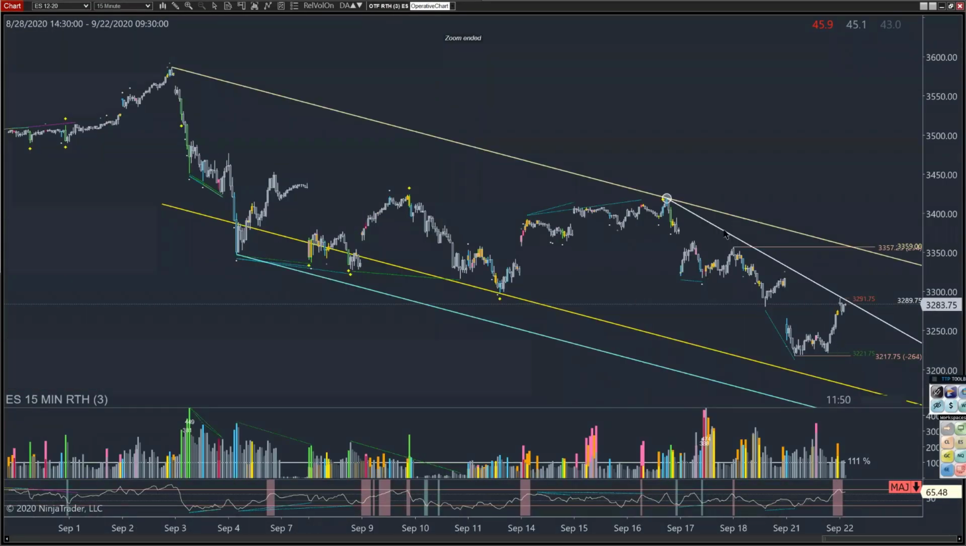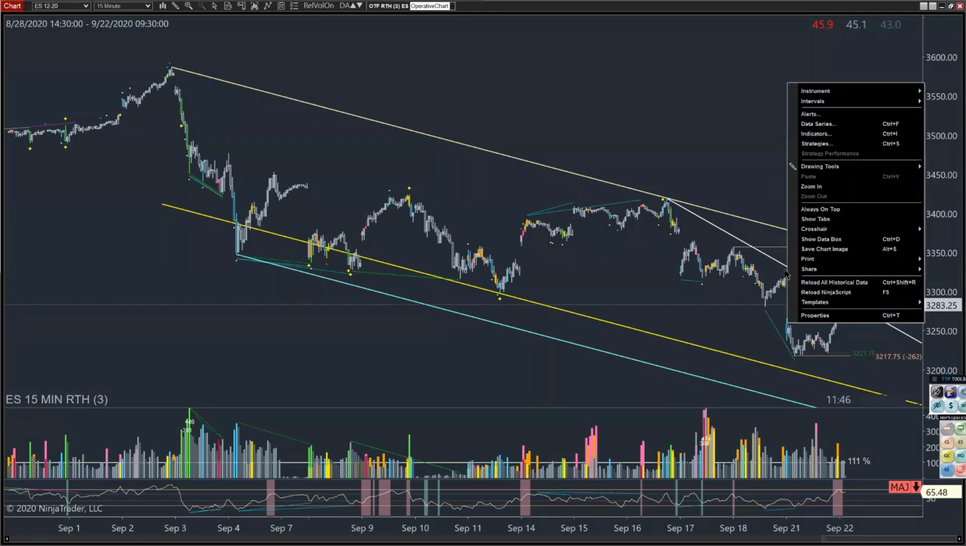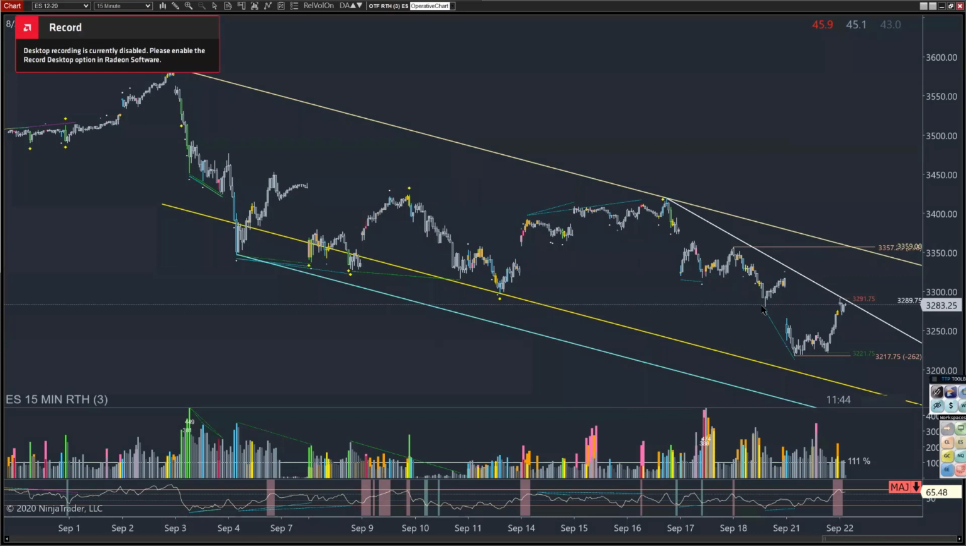So this is the area that I wanted to pull back to. One of them. There's a couple of other ones.